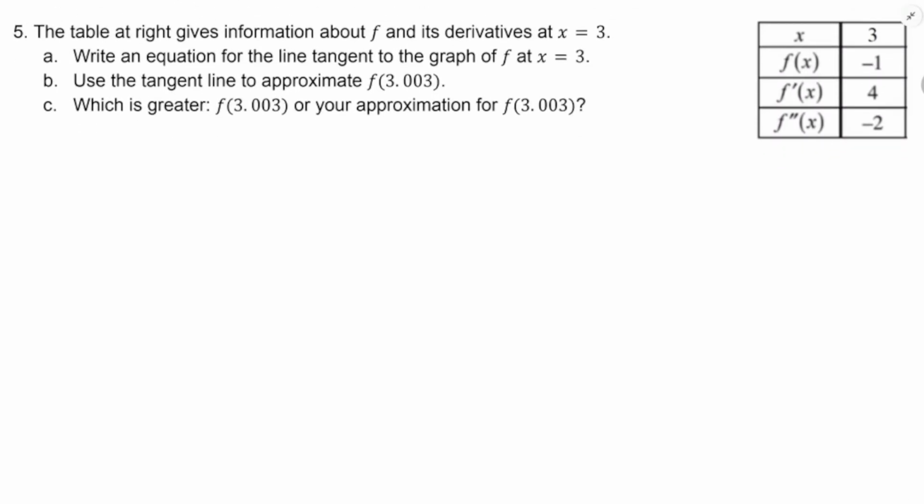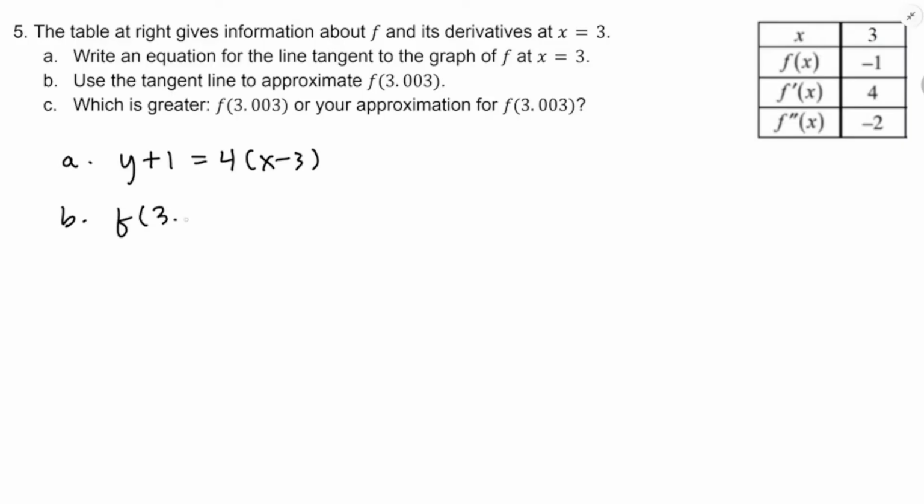All right. Next, we've got another table one. And these are always nice. Okay, so write an equation for the line tangent to the graph of f at x equals 3. All right. y minus -1 is equal to 4 times x minus 3.